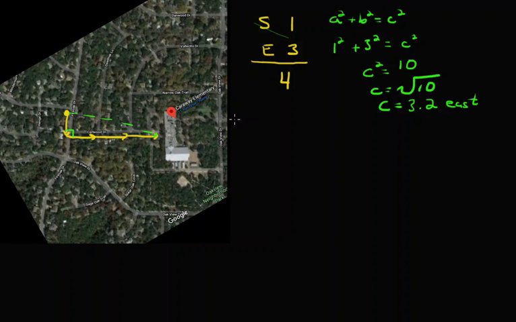Now, let me go further. Okay, she stayed at school for a while. She spent her day there, and then she's going to walk back home. So she comes back. She goes west 3 blocks, right? 1, 2, 3, and then she goes north 1 block.